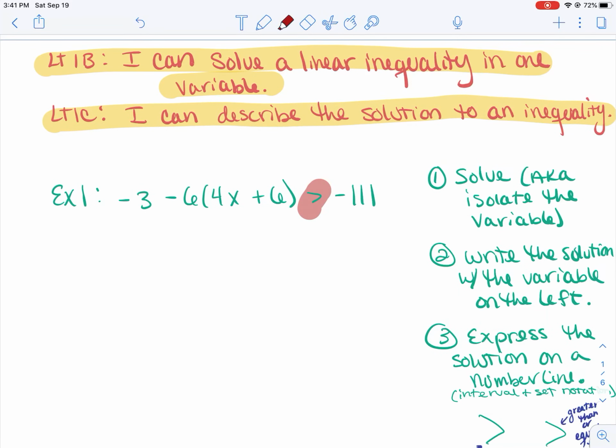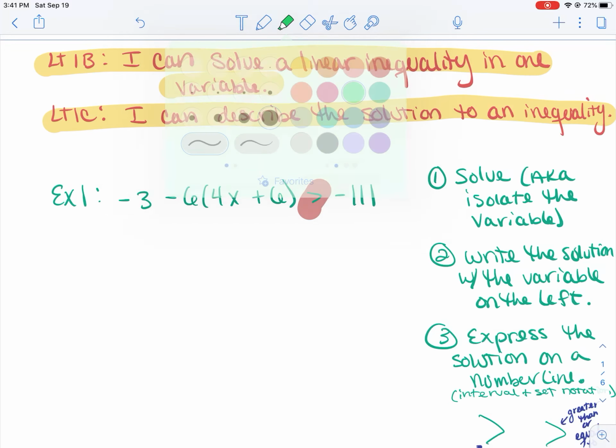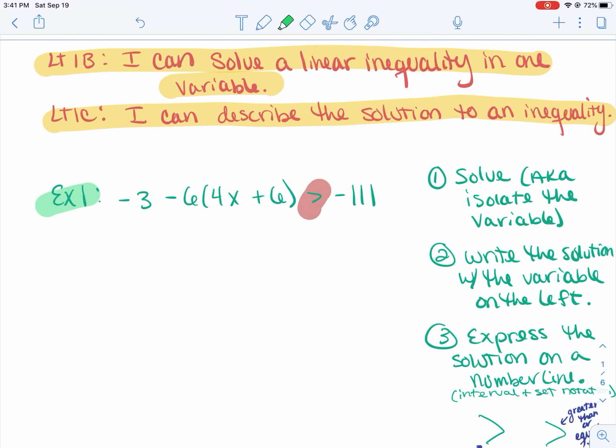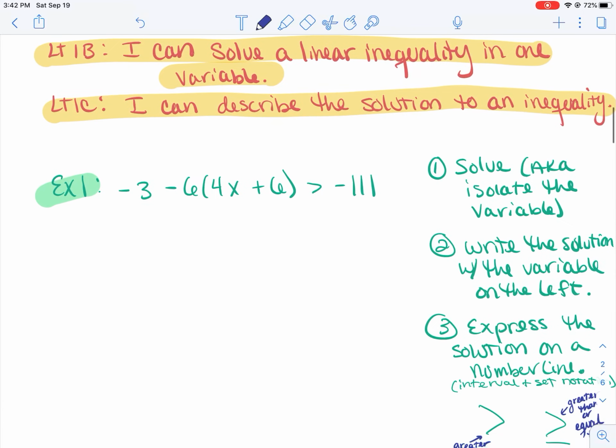So our first example here, if you have your notebook, you can highlight this example. -3 minus 6 times 4x plus 6 is greater than -111. All right, quite a doozy here. This is a multi-step inequality. So remember your steps to solving. The first thing we want to do is to distribute if necessary. Well, I see distribution right here.